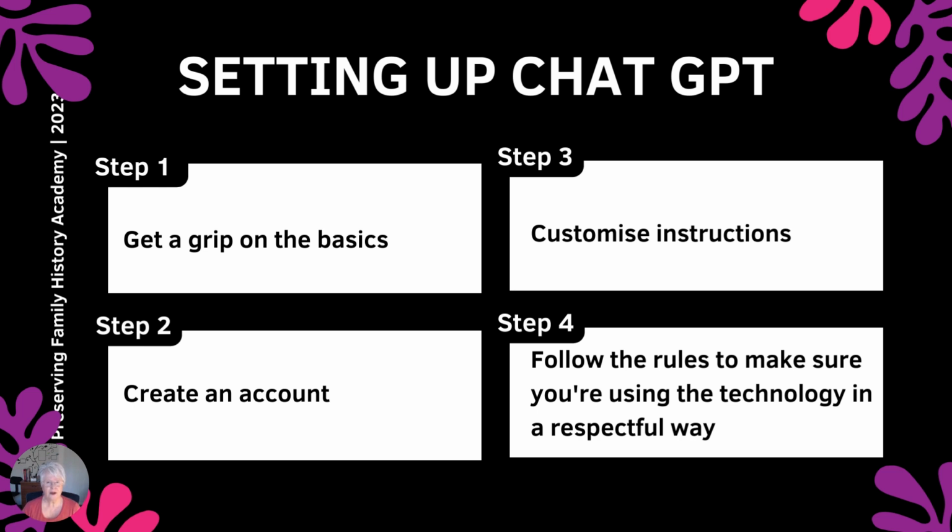Step 2 is how do we create an account? What does that mean? Do we have to spend money? How do we organize our desktop? Step 3, how can we customize our instructions so that we're not repeating ourselves over and over again in our prompts to chat? And step 4, follow the rules to make sure you're using the technology in a respectful way and be mindful of ethics and so on.